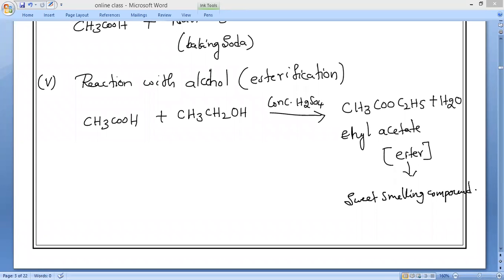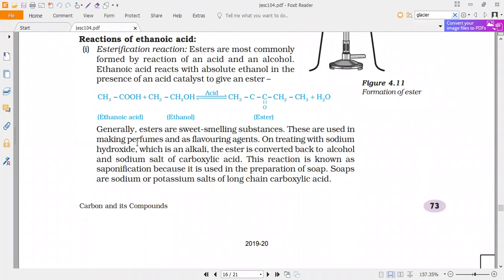Let us discuss that, which we use in the preparation of soap. Soaps are sodium or potassium salts of long chain carboxylic acids. That process is called saponification. The equations are very, very important. This is the most important paragraph where the question will occur.